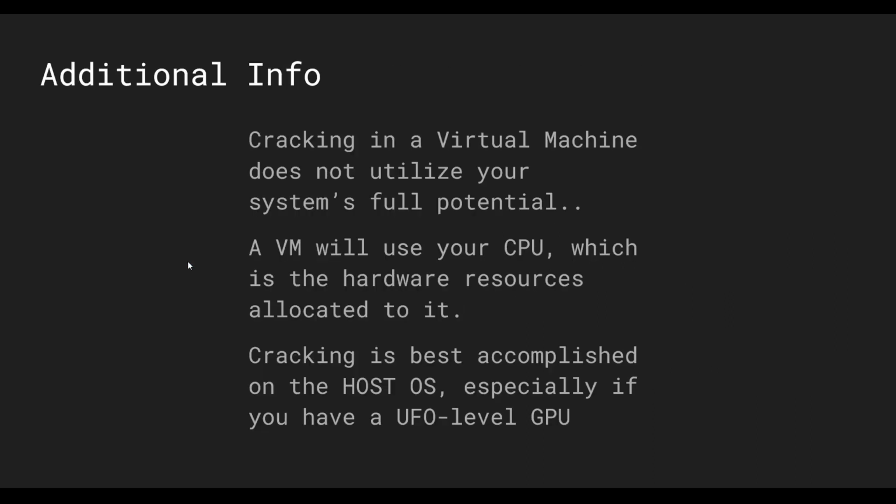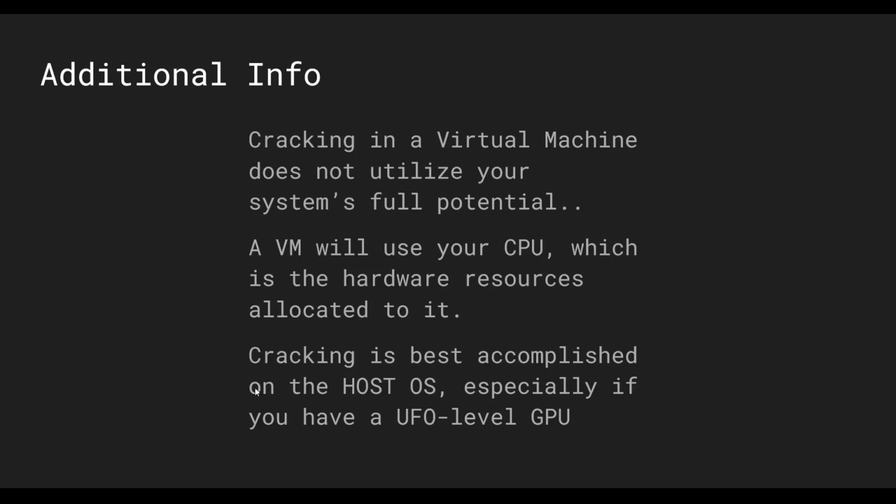But anyways, additional information. I'm going to be showing you password cracking in a virtual machine. Password cracking in a virtual machine does not utilize your system's full potential or hardware. It uses the processing space that is given to the virtual machine, meaning that it's not going to use your graphics card. It's not going to use even the full potential of your CPU. It's only going to be using a fraction of your computing power. So it's not going to be that great unless you have really good hardware.